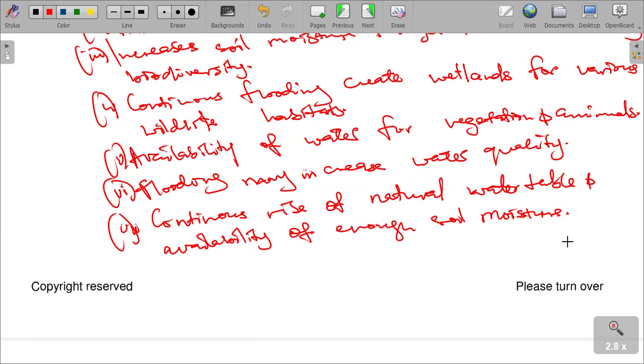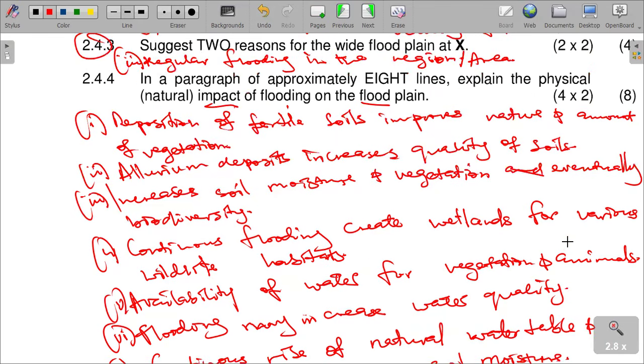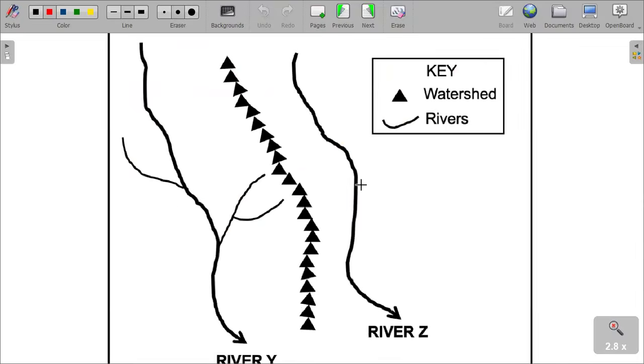So these are points that we can put, quite a lot of them, with regard to explaining the physical impact of flooding on the floodplain. Obviously this has to do with the positive effects, such as waterlogged soils that reduce access to parts of the floodplain. Sometimes that also happens, and continuous flooding also purifies water, so water quality improves. The availability of wetlands can also create habitats for various wildlife, and there is an increase in biodiversity because of the variety of organisms, both plants and animals, coming in. I'm sure these points make good sense for this question.